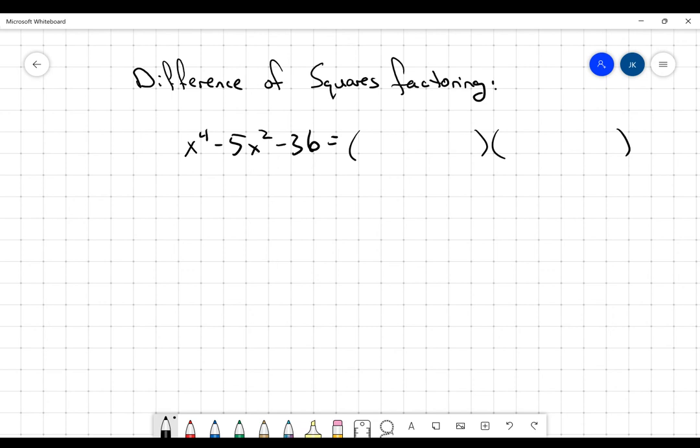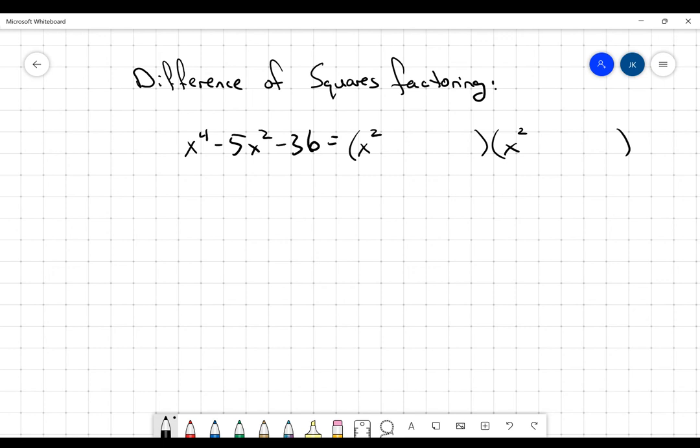I tend to find that for a lot of questions that you'll get at the high school level, guessing and checking is a very quick and efficient method here. So I'm going to take that x to the fourth and break it down into x squared multiplied by x squared. And now I see that the product of my last two terms has to be negative 36 and the sum has to be negative 5.